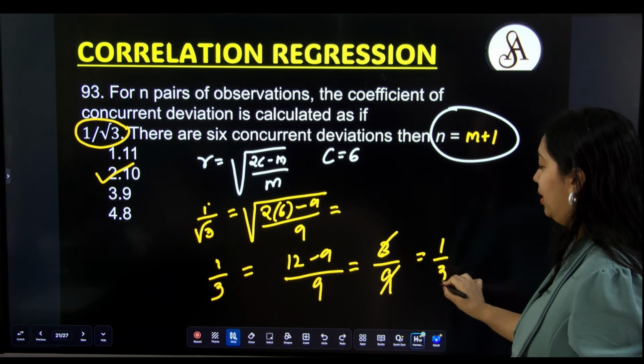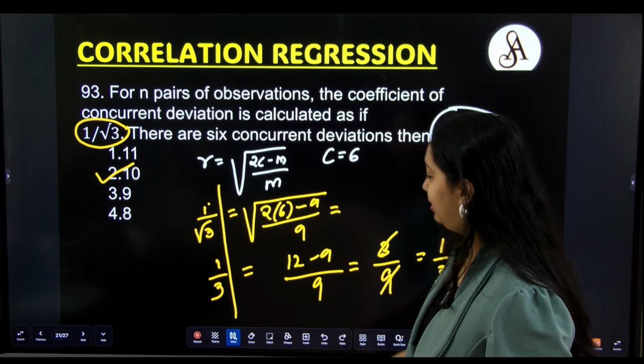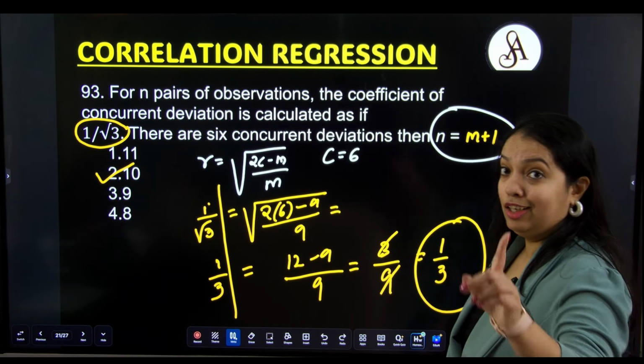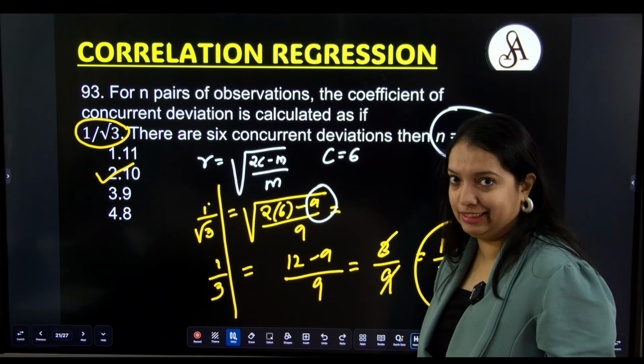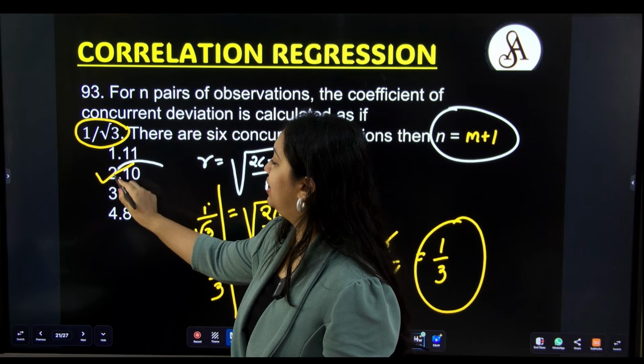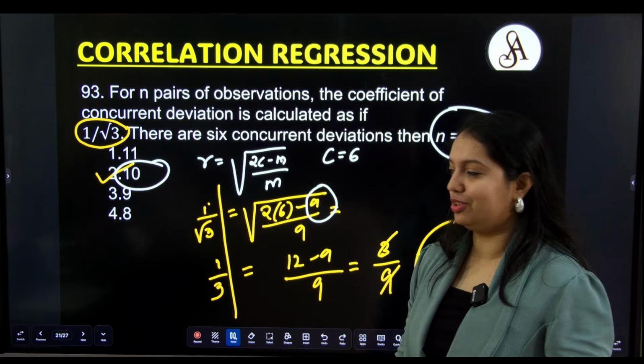Cancel them. I'm getting 1 by 3. Left hand side is 1 by 3. Right hand side is 1 by 3. So the M value which I assumed as 9 is correct. That means N value is 10. M plus 1 is also correct.